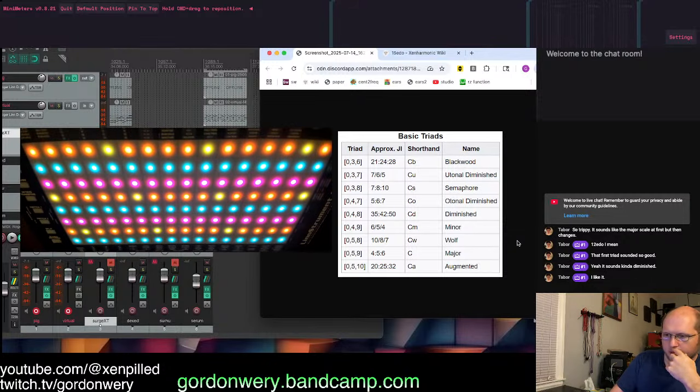Because a lot of tunings are going to have the same number of triads, because they're only going to have so many types of thirds. So you could have a chord naming system that is based on the thirds.